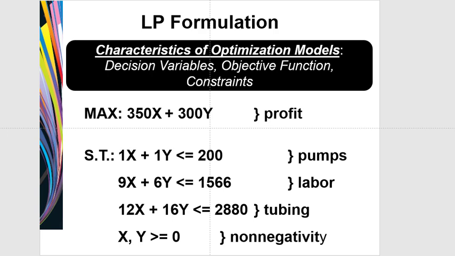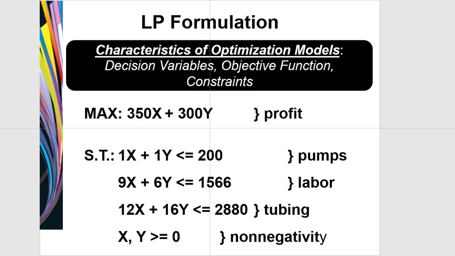And it is the same with the tubing constraint, where we are told that 12 feet of tubing is required for the manufacture of 1 unit of X, while 16 feet of tubing is required for the manufacture of 1 unit of Y, and that we should not use more than a total of 2,880 feet of tubing. So these are the 3 constraints that affect the goal, which is profitability.